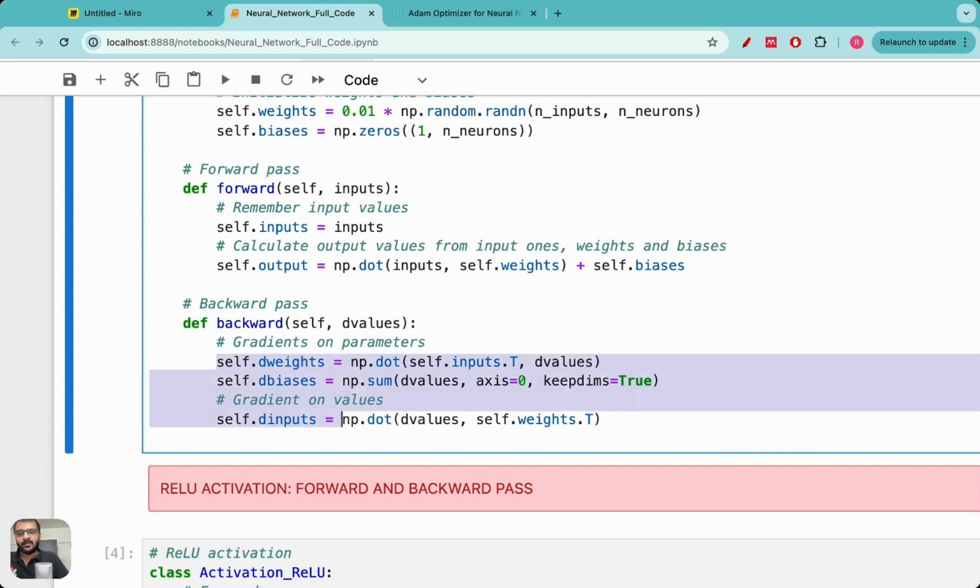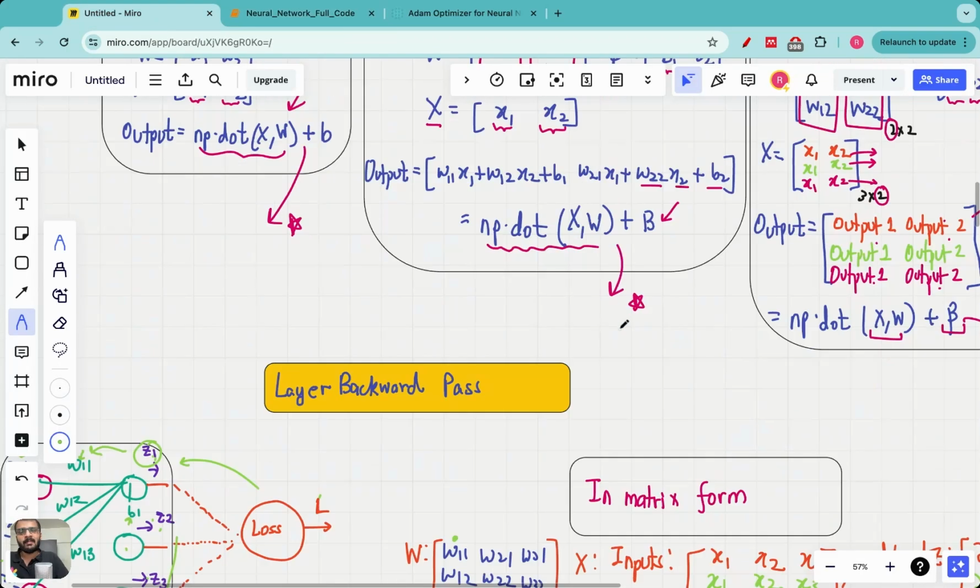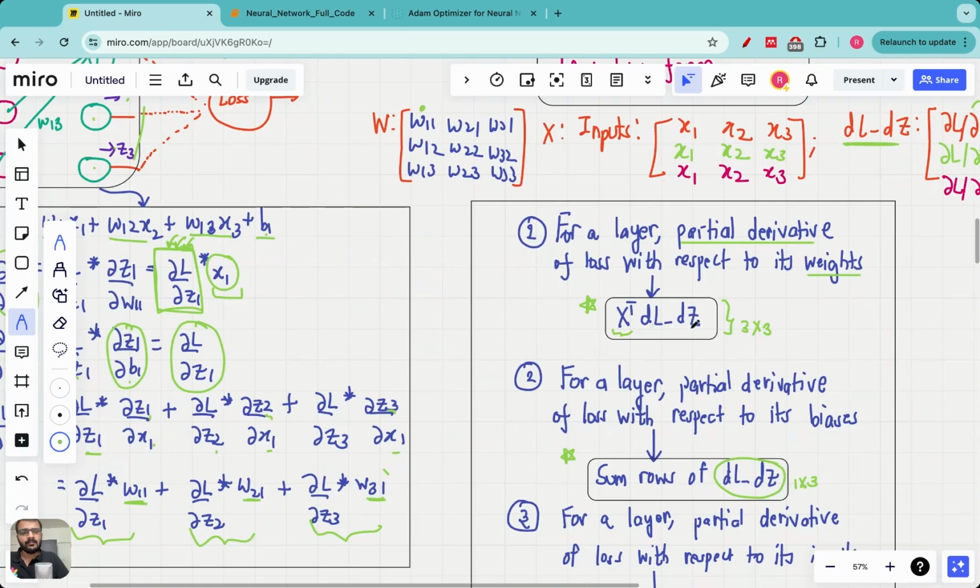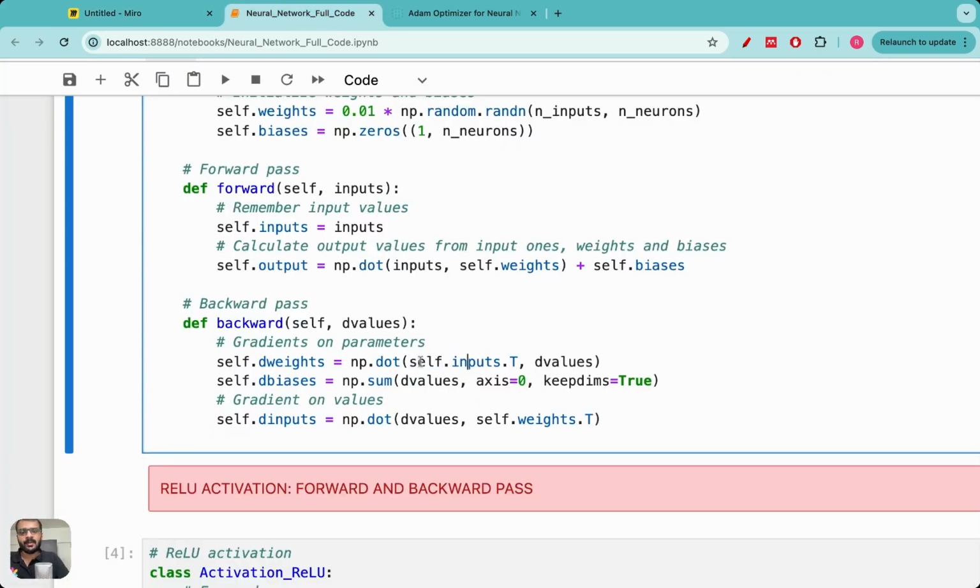When we look at the backward method now, we are going to store three things, as I mentioned. First, we are going to store the partial derivative of the loss with respect to the weights, and this is given by the formula X transpose dL/dZ, which has been mentioned here. So dL/dZ is stored in this dvalues. Remember, this backward method takes in an argument, dvalues, and dvalues is the partial derivative of the loss with respect to the layer outputs. So that is already given to us.